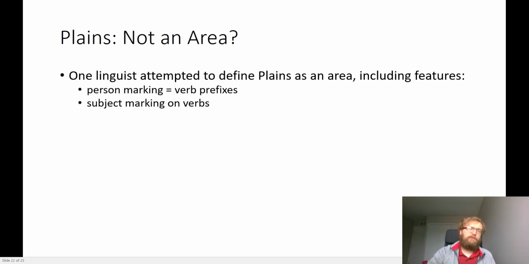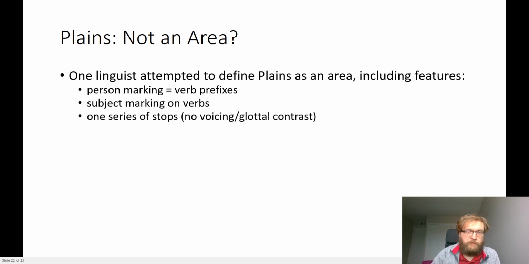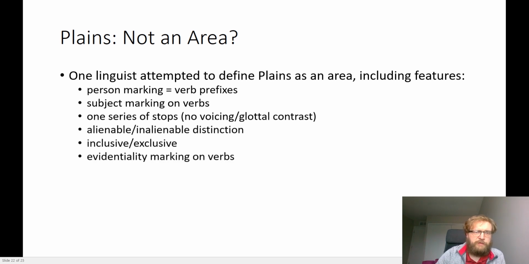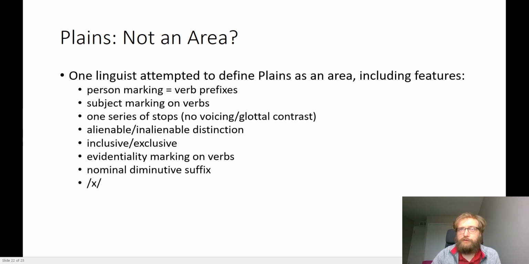There are a few linguists over time who've tried to define the Plains as a language area, and they've said, well, there's a lot of person marking as verb prefixes in the languages of this area. The languages of this area mark the subjects on verbs. They typically only have one series of stops, have particular kinds of morphological distinctions, for example, in the possession and in the nouns that we've talked about earlier in the semester. These languages also appear to sometimes have the phoneme h.